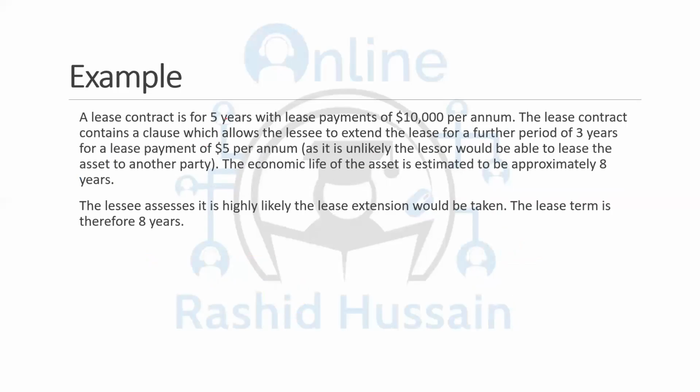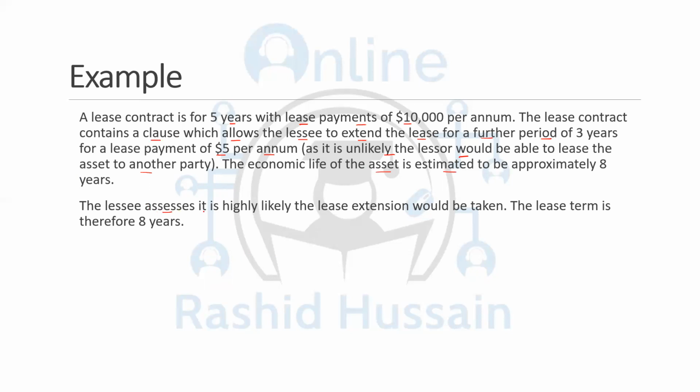A lease contract is for 5 years with lease payments of 10,000 per annum. The lease contract contains a clause which allows the lessee to extend the lease for a further period of 3 years for the lease payment of $5 per annum, as it is unlikely that the lessor would be able to lease it to another party because they're using it for the major part of the asset life.